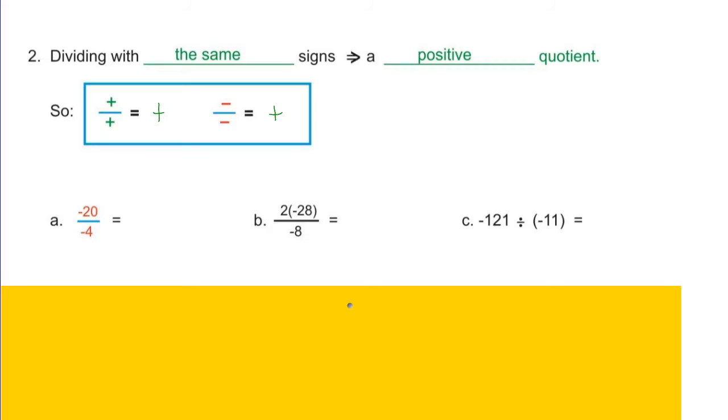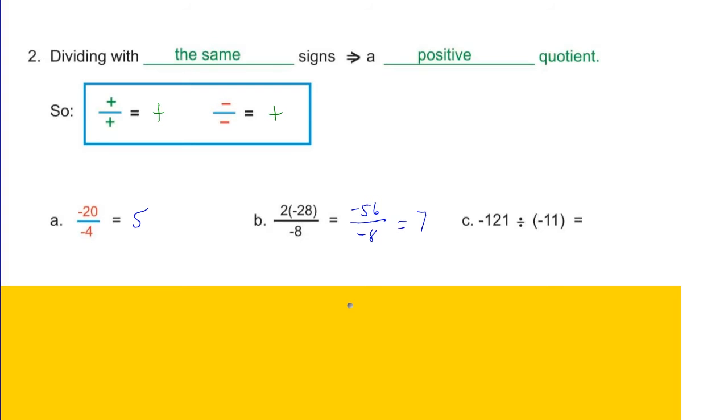Makes life pretty easy. Look at the first example there, A. Negative divided by a negative is a positive. 20 divided by 4 is 5. Quotient is 5. B, again, we've got an in-between step here. 2 times a negative 28 is a negative 56 divided by a negative 8. Again, negative divided by a negative is a positive. 56 divided by 8 is 7. And we end up with 7.